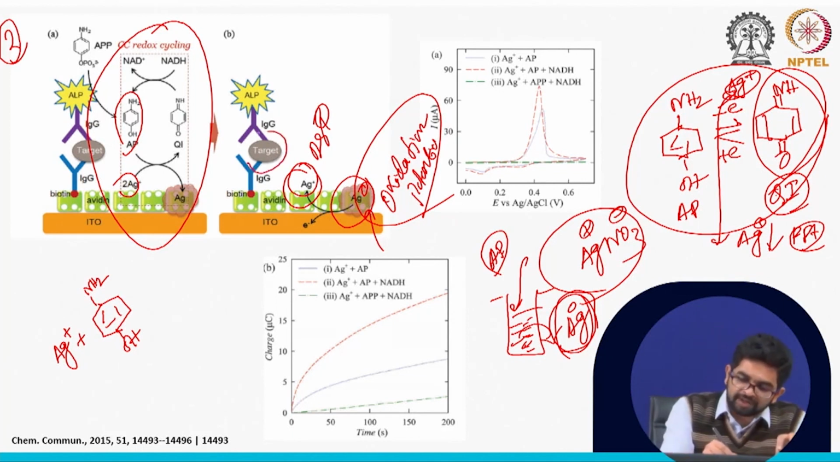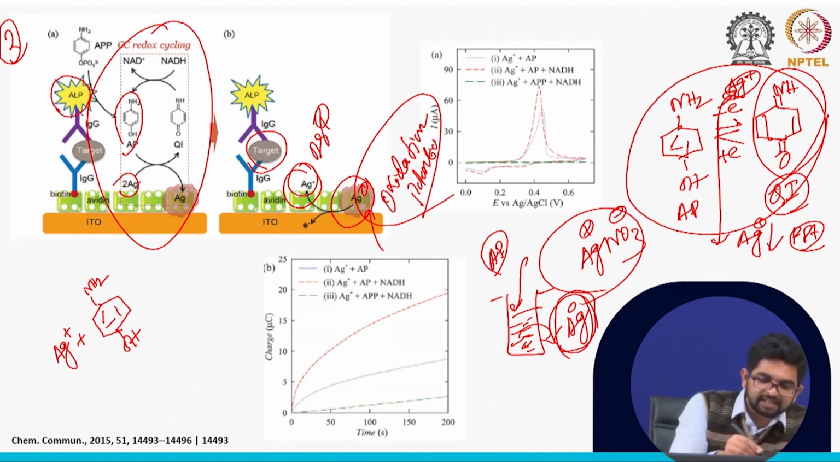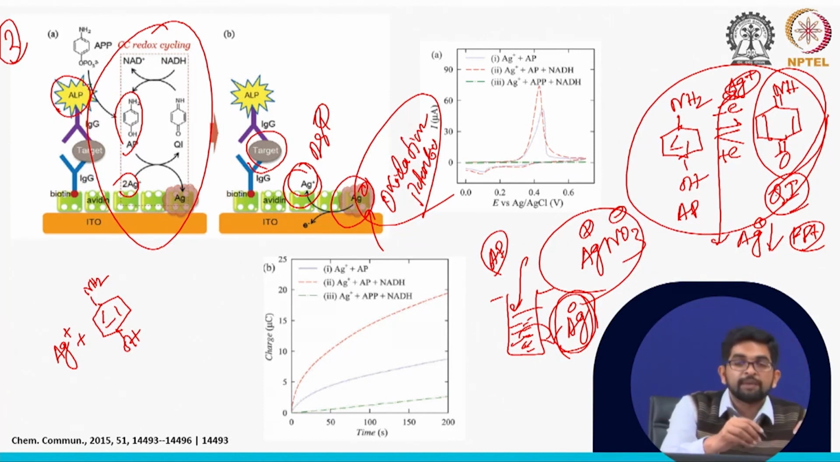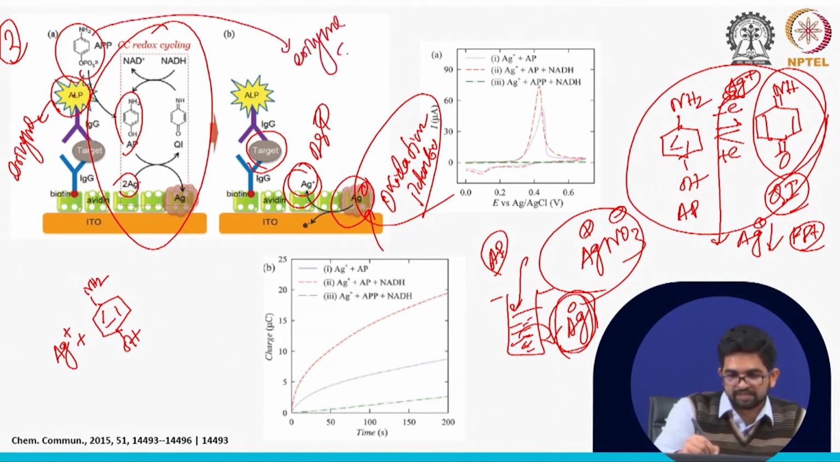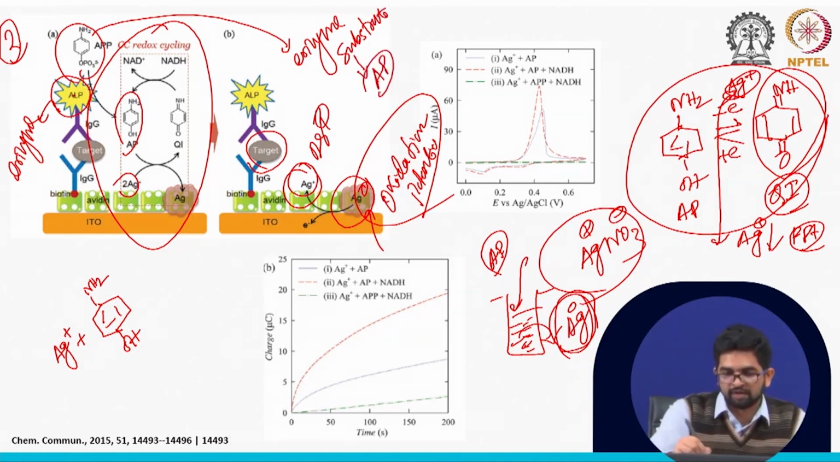So, if you have more target on your sensor, more target concentration, then more reactions, meaning more of your secondary antibody ALP conjugated. So, you will have more ALP. I think I already taught you in the last few classes that ALP will react with APP, its substrate. ALP is the enzyme, right? This is the enzyme, and APP is the enzyme substrate. So, this enzyme substrate will form aminophenol.